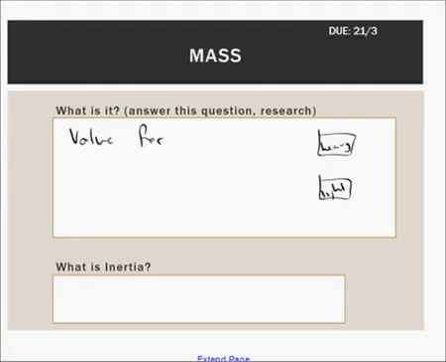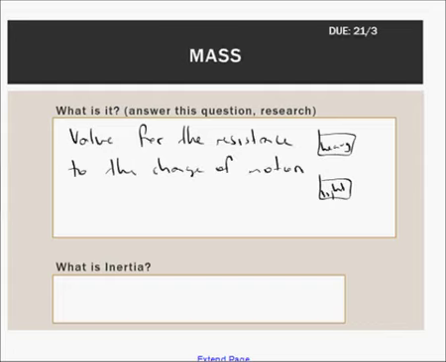It would obviously be the heavy one. Changing motion from 0, at rest, to another motion is much harder for a heavy object as opposed to a light object. So it's a value for the resistance. It could be any sort of word here. The resistance to the change of motion for an object.